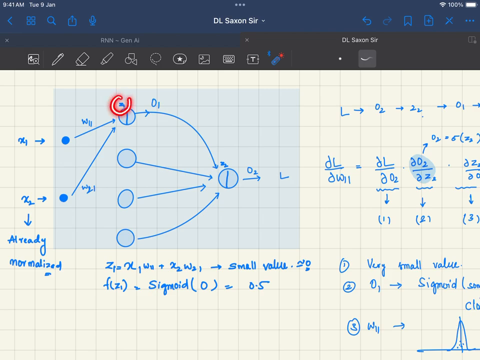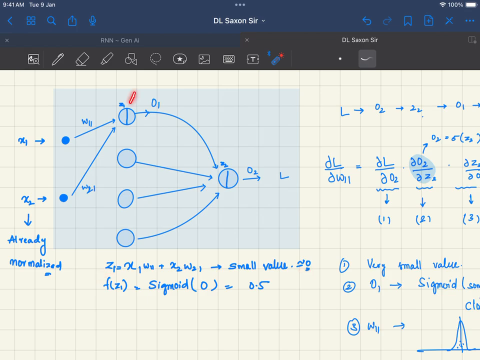Now let's calculate the Z1 value. We know X1 is small and W11 is so small it is close to 0, so the multiplication of these is also going to be very small. Similar is the case with X2. X2 is small, W21 is close to 0, so the multiplication of these two is also a small value. And when we add two small values, that is also a very small value close to 0. So Z1 is close to 0.